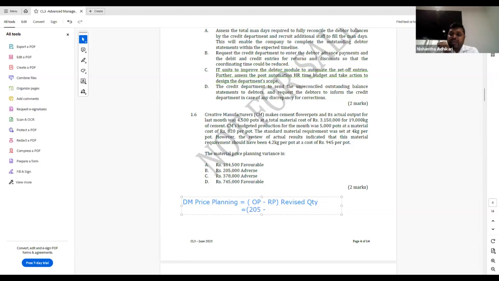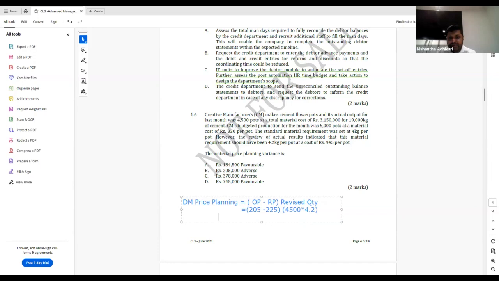Revised price. If you look at the revised price, cost of 945 rupees. 945 is for 4.2 kilograms. It becomes 225 revised price. Now you have required revised quantity. Revised quantity earlier 4 kilogram, now is 4.2. Actual production 4,500 pots. Therefore, the revised quantity should be 4,500 actual production into 4.2 kilogram each.